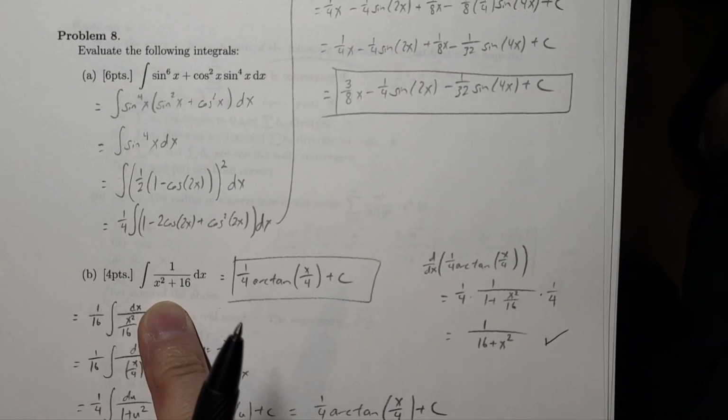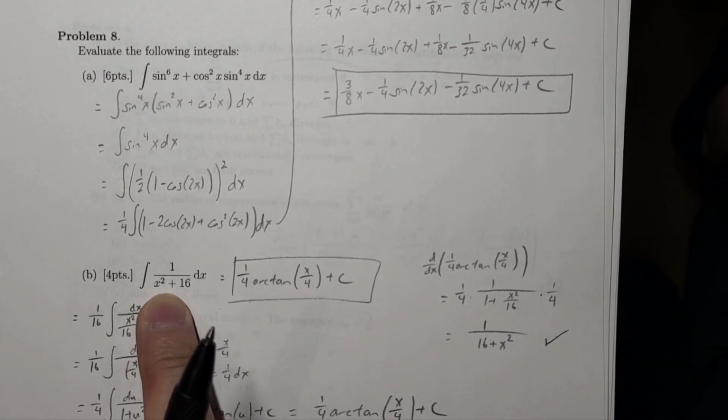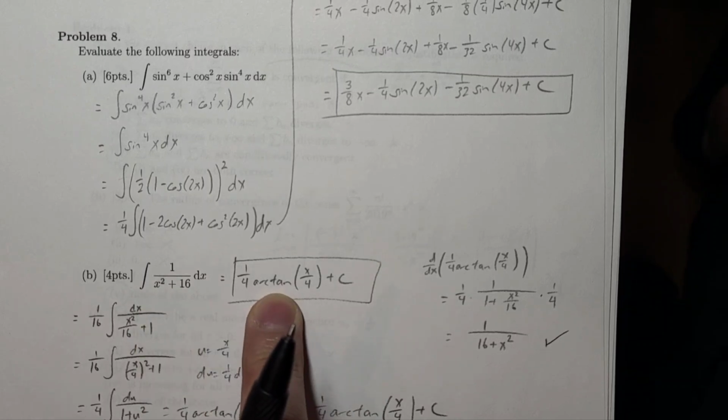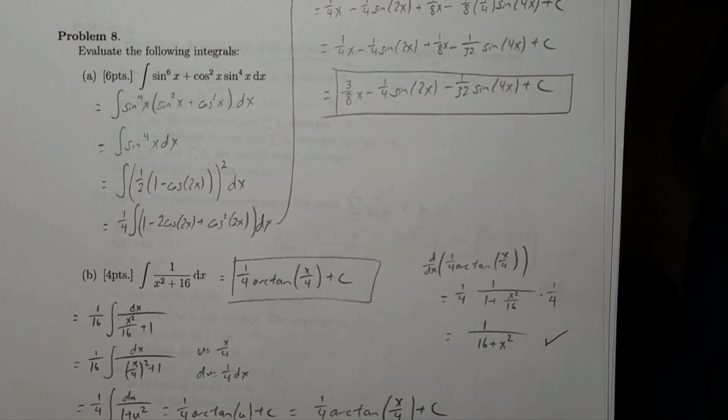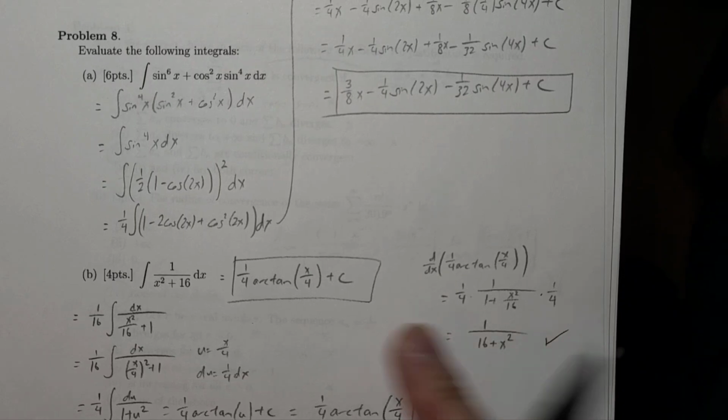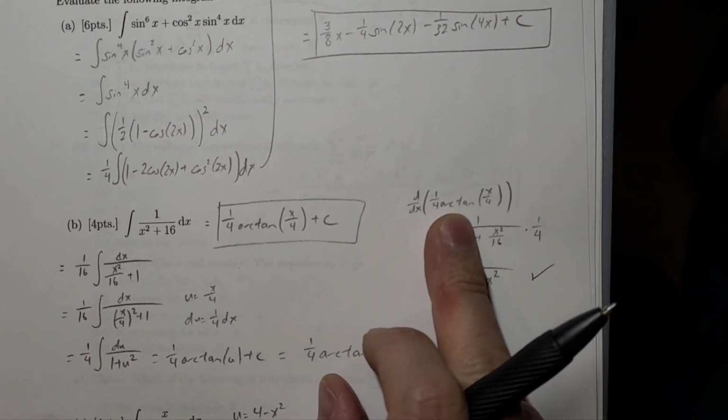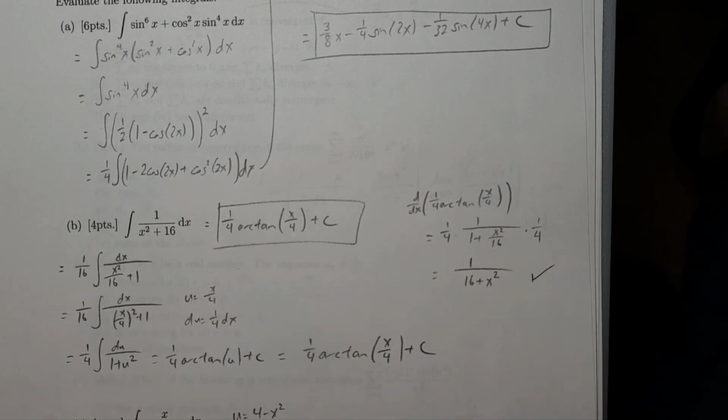This one's a piece of cake, honestly. If you remember the integral formula for arctangent x, the general formula, you can directly go to here. 1/4 arctan x over 4 plus c, you're done in 2 seconds right there. Maybe 3 seconds, because it maybe takes longer than 2 seconds to write this. Okay? And you can even quickly check, if you differentiate this, you get back exactly that.